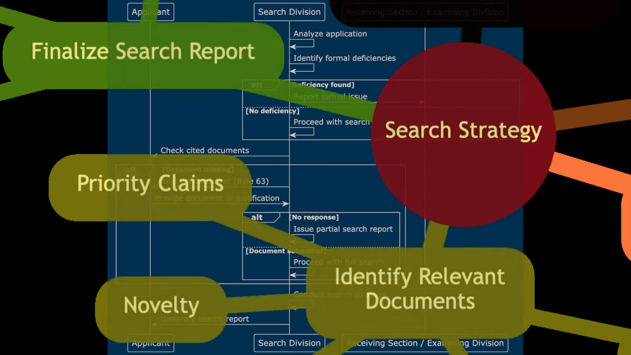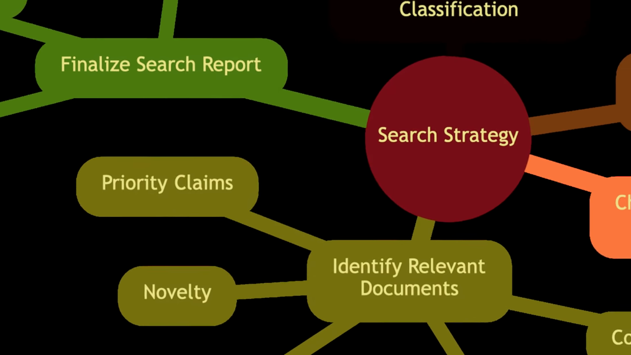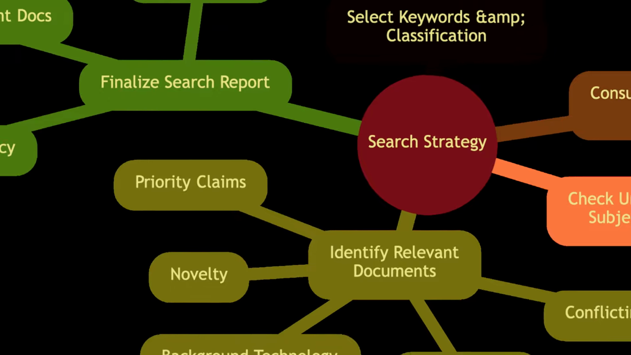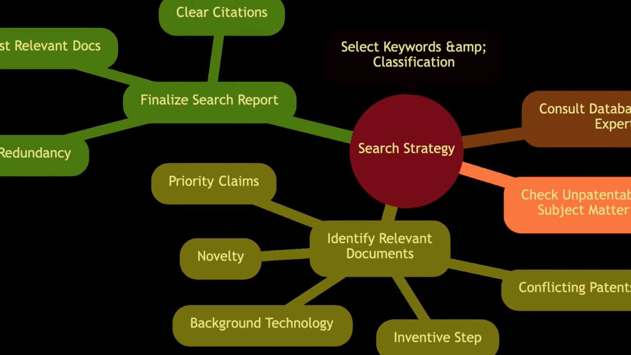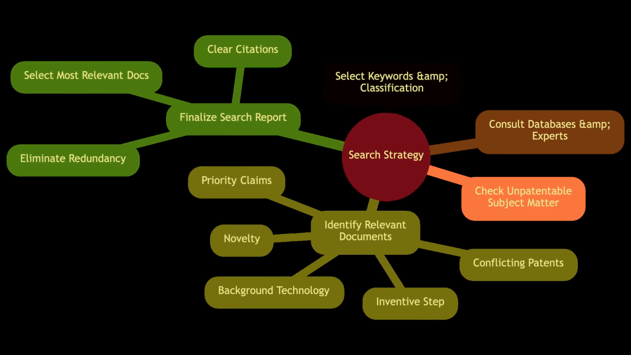The division also checks if the application contains prohibited content, such as statements that go against public order, disparaging remarks about competitors. If the application involves biological material, the search division verifies whether the depository institution and accession number are correctly provided. Now let's move on to a crucial part of the process: the documents cited in the application.